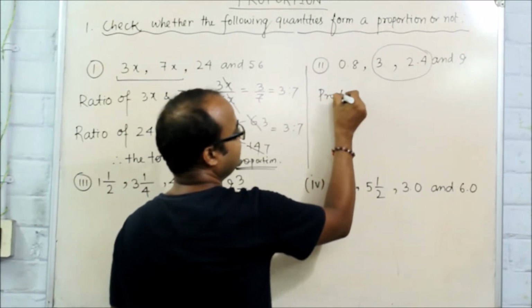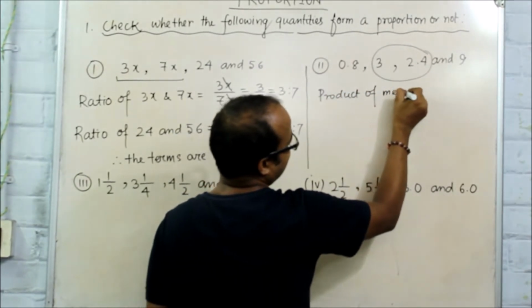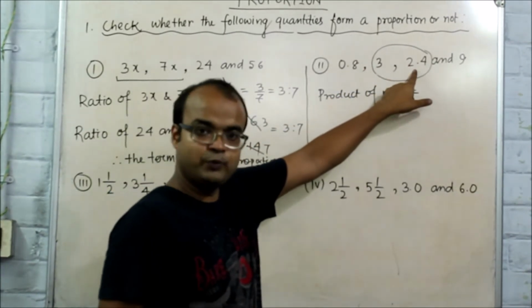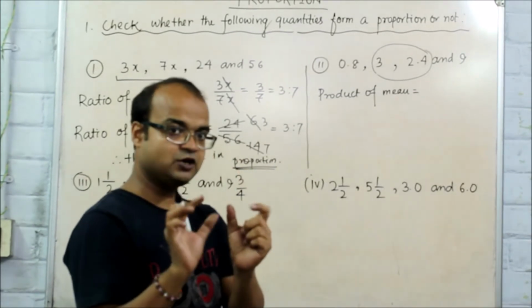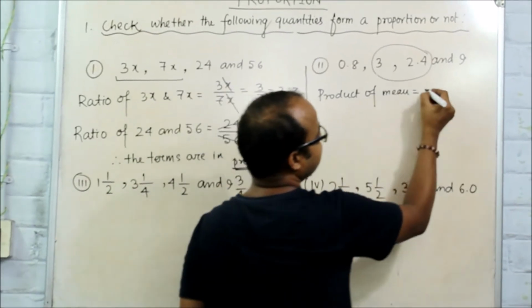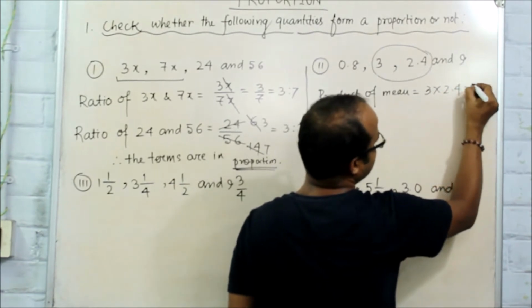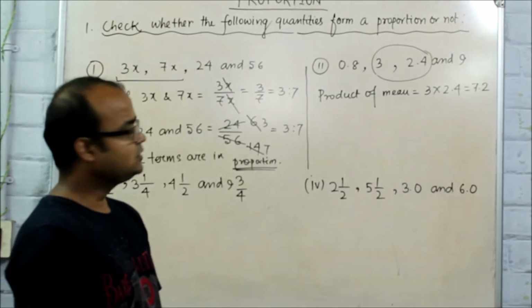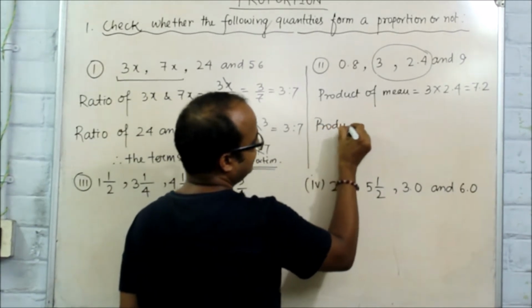So first find out product of mean. Product of mean means 3 into 2.4. I told A, B, C and D. So B and C are called as the mean. So product of mean means 3 into 2.4. That is equal to 7.2. Clear? And find out the product of extremes.